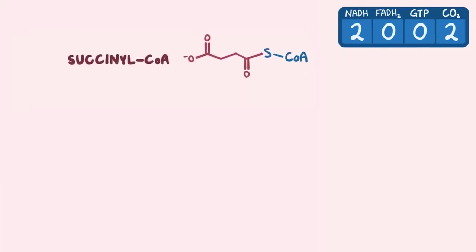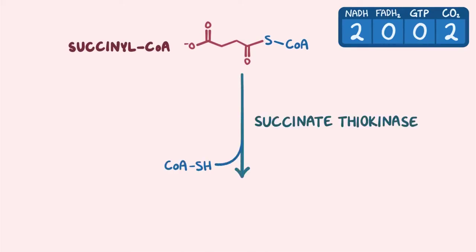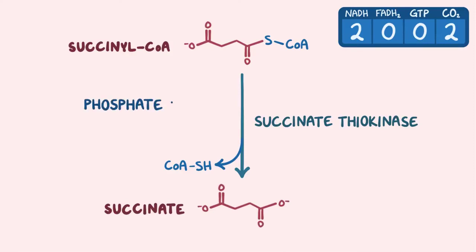Well, let's say that the cycle is working properly. Then the next step is that an enzyme called succinate thiokinase removes the CoA from succinyl-CoA and turns it into a 4-carbon succinate molecule. It also couples a phosphate and a GDP molecule to the reaction, which ends up producing GTP.